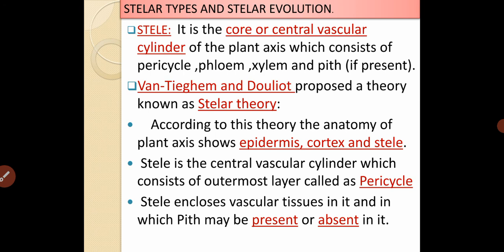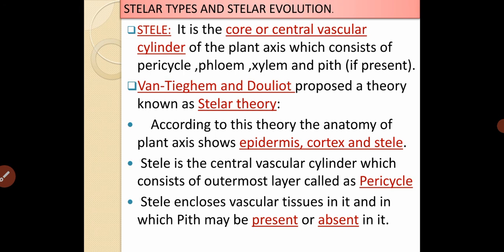Stele. It is the core or central vascular cylinder of the plant axis, which consists of pericycle, phloem, xylem and pith in it. Van Tieghem and Douliot proposed a theory known as the stelar theory. According to this theory, the anatomy of plant axis shows epidermis, cortex and stele.